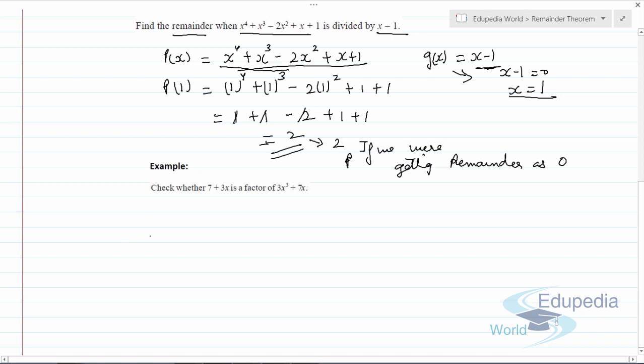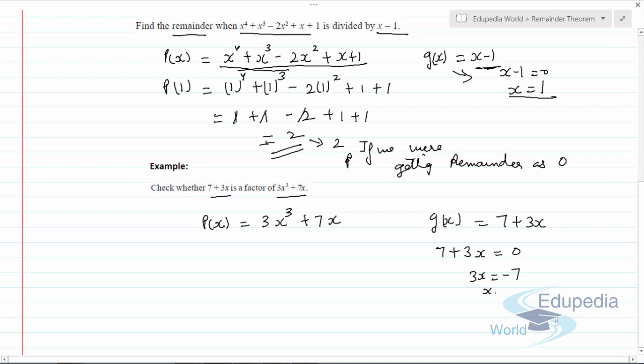So now let's discuss with an example. Now we have to check whether this is a factor of this or not. So we write this like this, and we write g of x as 7 plus 3x. We will use the remainder theorem. So according to the remainder theorem, this will be equal to 0. So 3x equals minus 7, x equals minus 7 by 3. So we put the value over here.